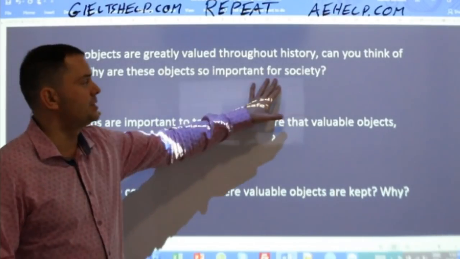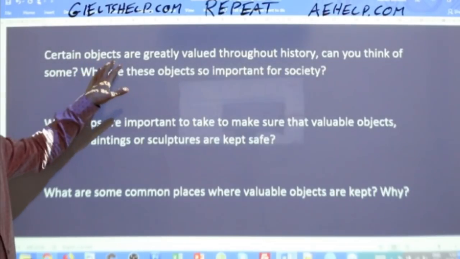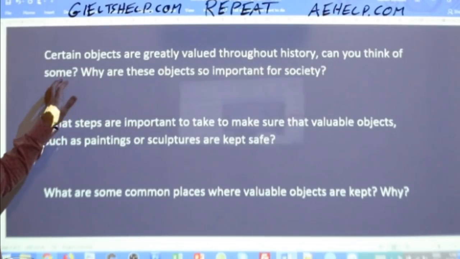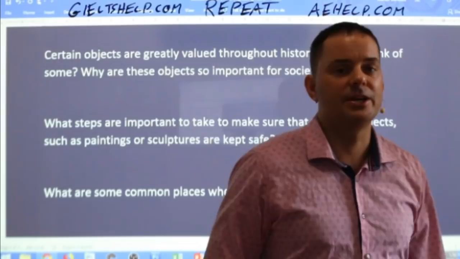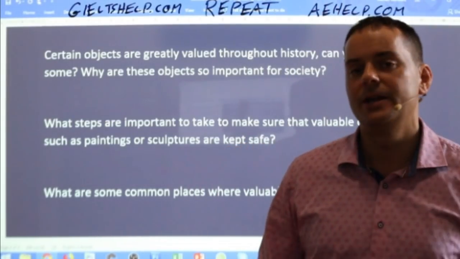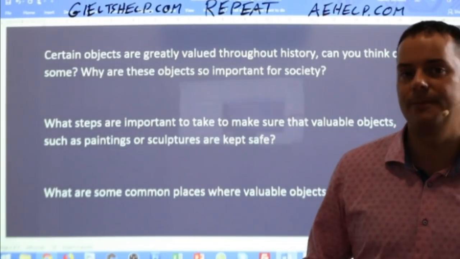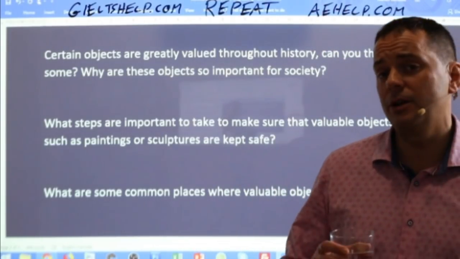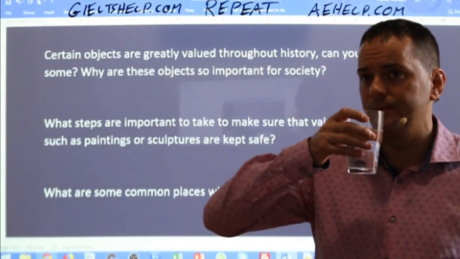Don't worry about the second question. Just think about this first one. Certain objects are greatly valued throughout history. Can you think of some? So what are some objects that are highly valued throughout history? Okay, now you should give me maybe 2 objects, okay, because it says objects, plural. But if you only think of one good one, that's all right. You can use it in plural.